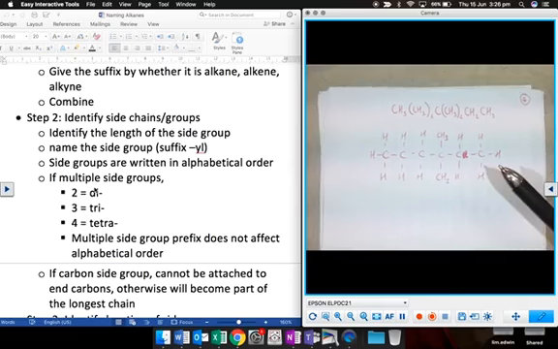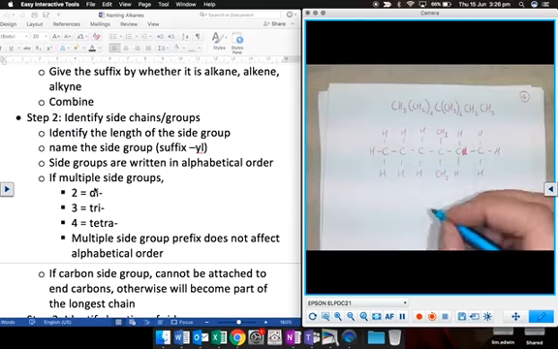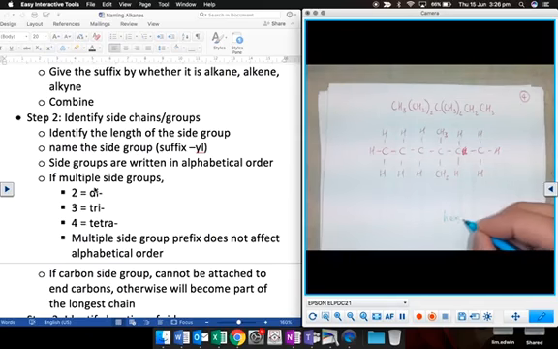Okay? Now let's have a look at how to name this. What's the length of the main chain? 1, 2, 3, 4, 5, 6. 6 is hex. It's an alkane. So it's hexane. Right?